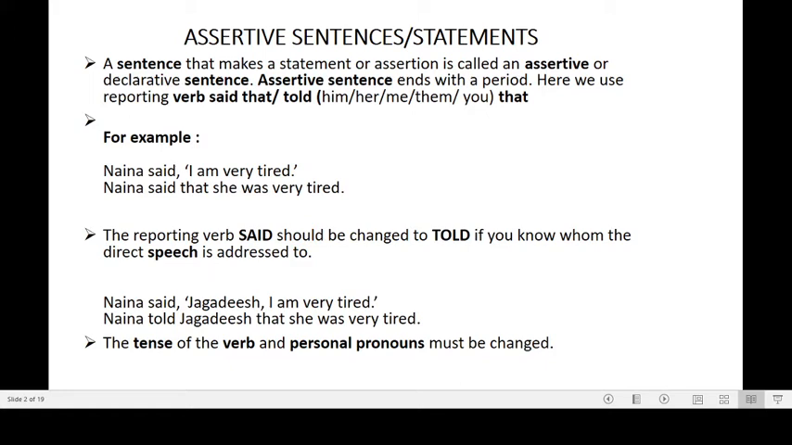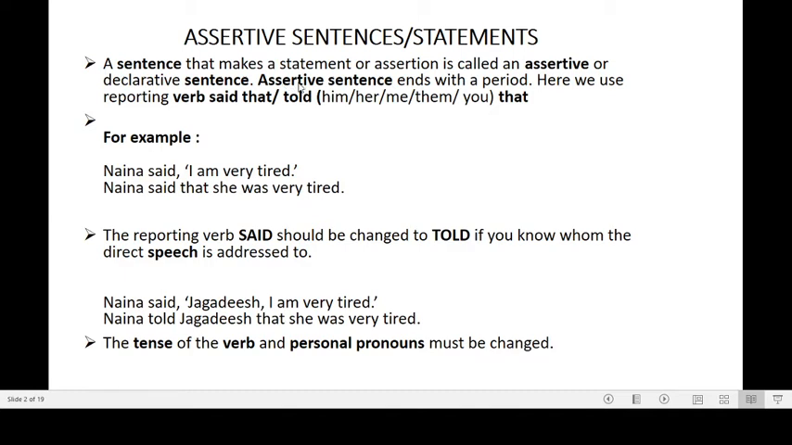Before discussing the rules, let's understand what an assertive sentence is. A sentence that makes a statement or assertion is called an assertive or declarative sentence. So you should understand that a sentence which makes a statement, that is called an assertive sentence. Example statements like I am a girl, I am a cricket player, or she is my favorite teacher. So all these sentences are called statements.